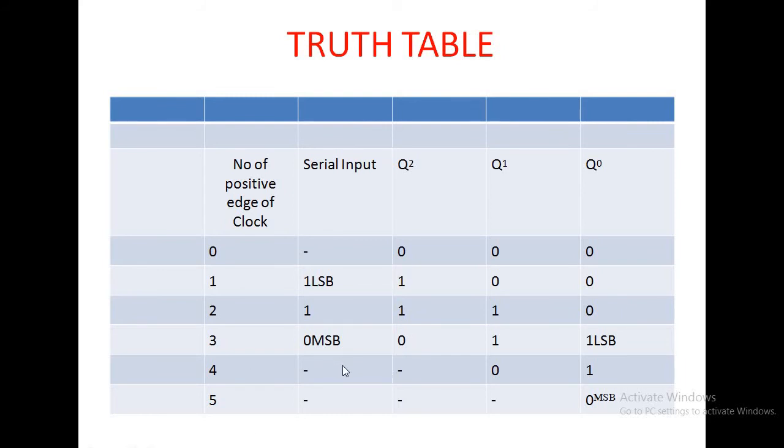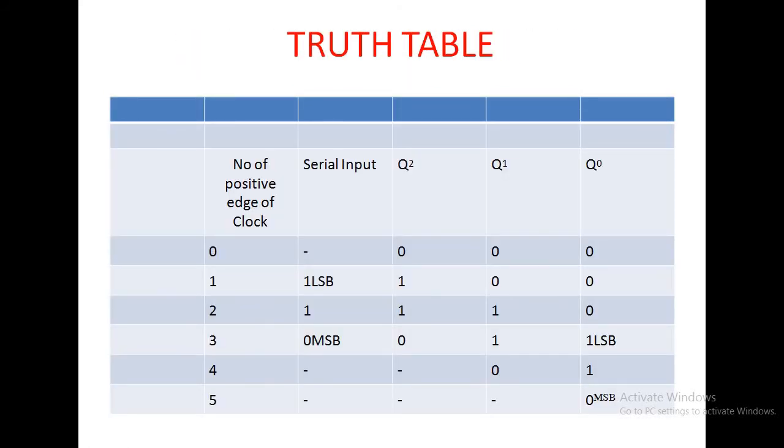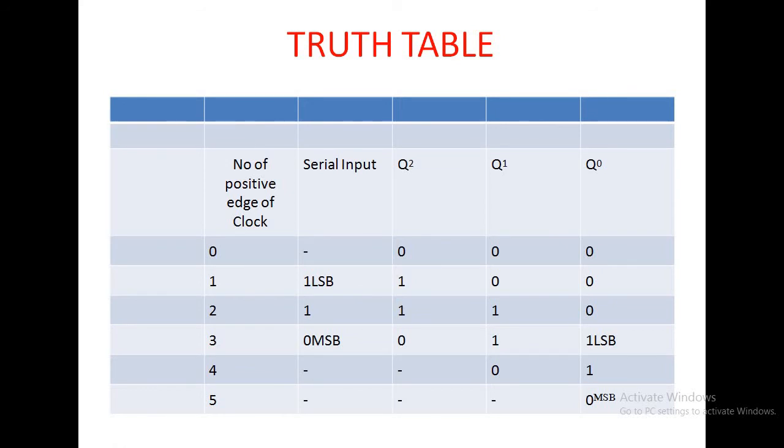Then this 0 is shifted here, this 1 is shifted here. After that, this 0 is shifted here, 0 at the MSB. So we can give 0 MSB at the fifth clock pulse: 1 is here, 1 is here, and 0 is here. So we will get 0 at the fifth clock pulse. This is all about serial in, serial out.